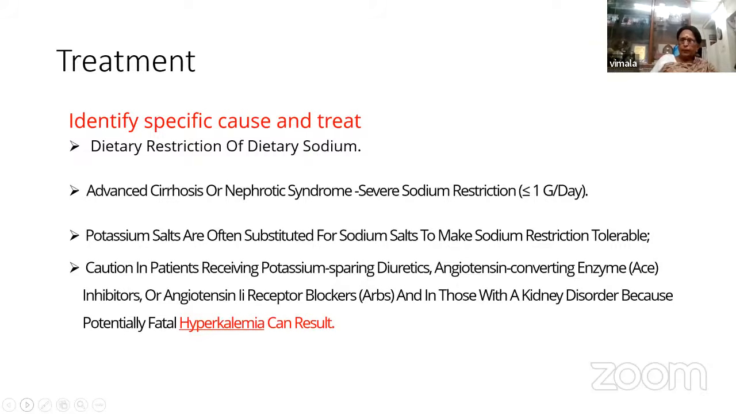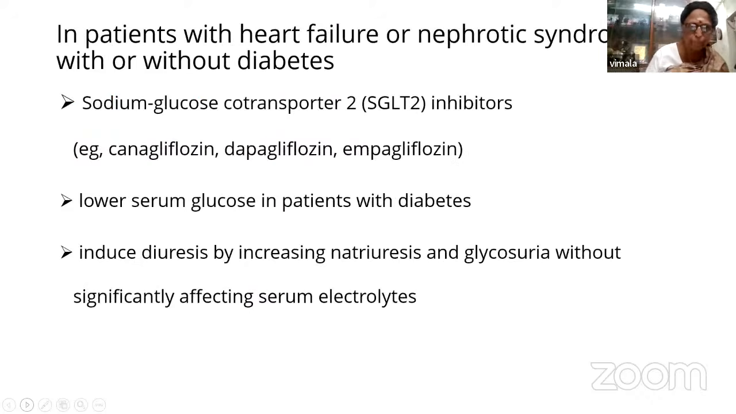Potassium salts available in Kerala should be substituted carefully because in patients with renal disease, it can produce hyperkalemia. In patients with normal renal function and low normal potassium, you can give potassium chloride because it's also useful for controlling hypertension. Also, make the diet palatable. In patients receiving potassium-sparing diuretics, angiotensin-converting enzyme inhibitors or blockers, and those with a kidney disorder, potassium salts may lead to fatal hyperkalemia. So you should be very careful when you advise them.